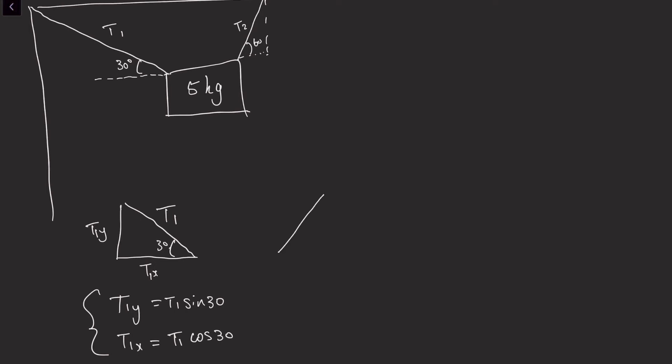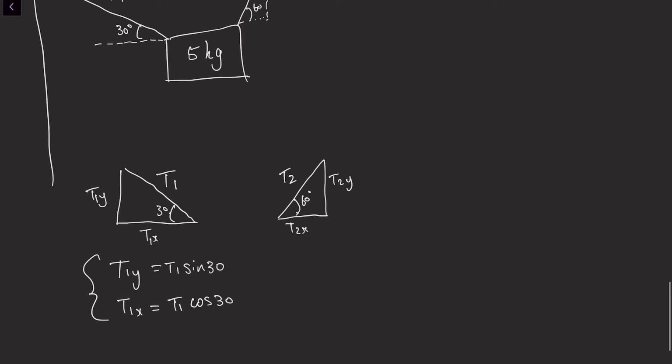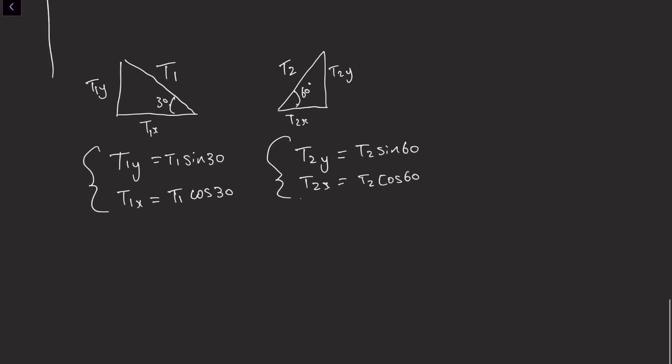Let's draw the right-hand side. The right-hand triangle here has a 60 degree angle. We have T2, and of course the components in the vertical and the horizontal direction. Putting that into equations, we have T2y equals T2 sine 60, and we have T2x is T2 cosine of 60. So now we have these two beautiful equations. So let's start with T1.